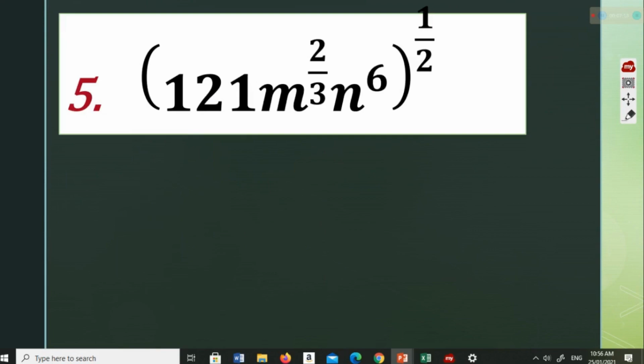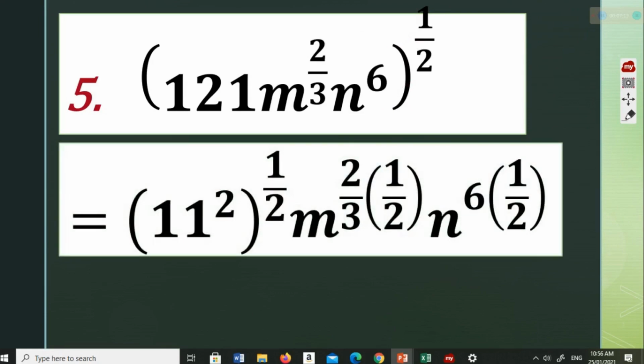Okay, next, number 5. In here, pwede nating i-distribute yung 1/2. So, 11 squared raised to 1/2. Dahil yung 121 ay pwede namang gawing 11 squared, then raised to 1/2. M raised to 2/3 times 1/2, and n raised to 6 times 1/2. Again, yung exponent po yung i-multiply dito.